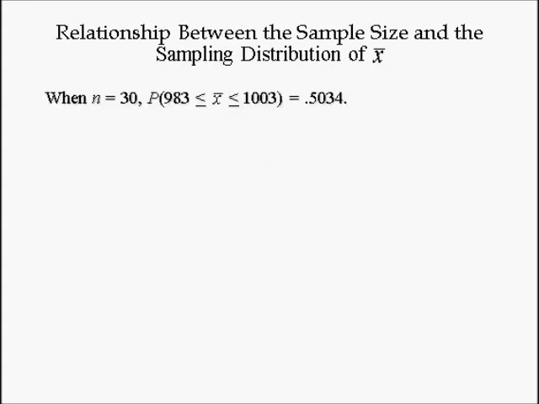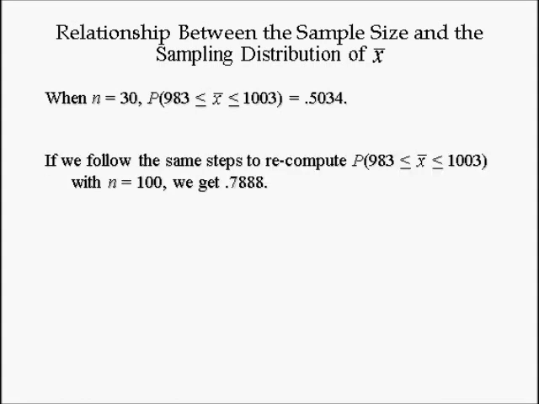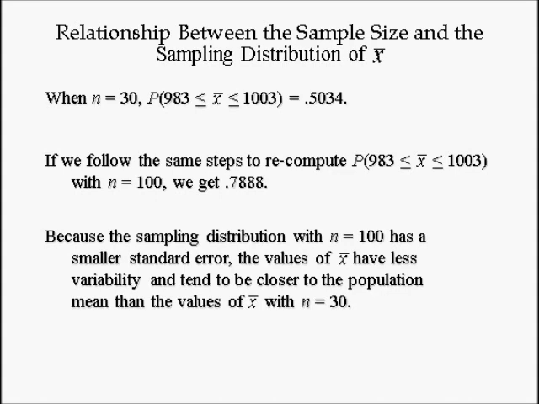When n is equal to 30, the probability that the sample mean is between 983 and 1003 is 0.5034. If we follow the same steps to recompute the probability that the sample mean is between 983 and 1003 with n equal to 100, we get 0.7888. Because the sampling distribution with n equal to 100 has a smaller standard error, the values of the sample mean have less variability and tend to hover closer to the population mean.